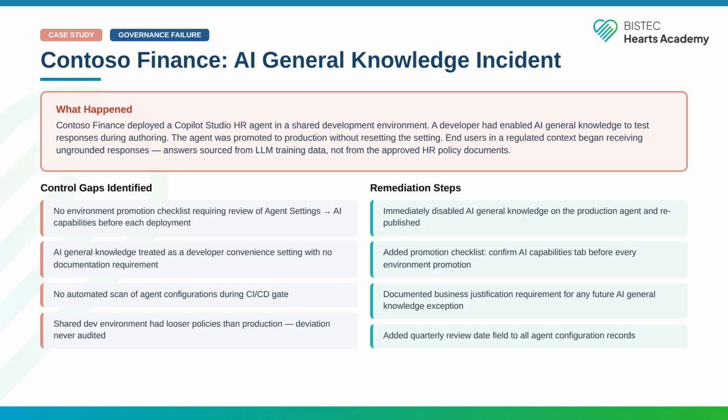The agent was promoted to production without anyone checking agent settings, AI capabilities. The AI general knowledge setting travels with the agent when it is exported as a solution. If it was on in dev, it arrives in production with the toggle on. End users in a regulated financial services context began receiving responses sourced from LLM training data, not from approved HR policy documents. These are not obviously wrong responses.